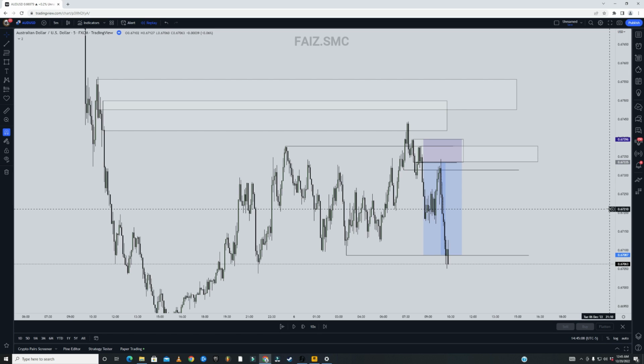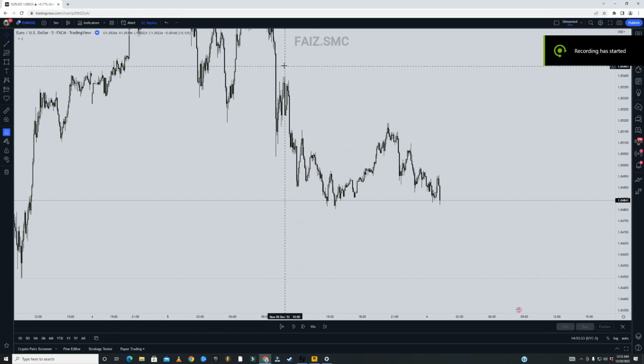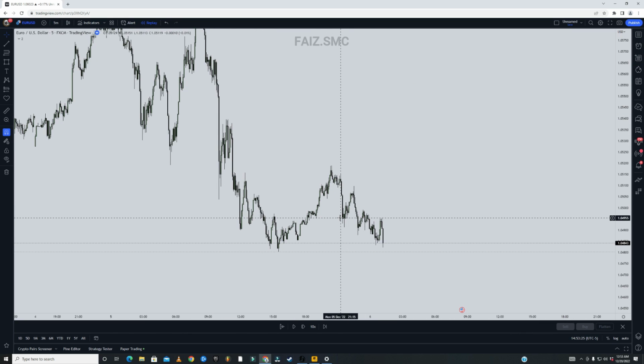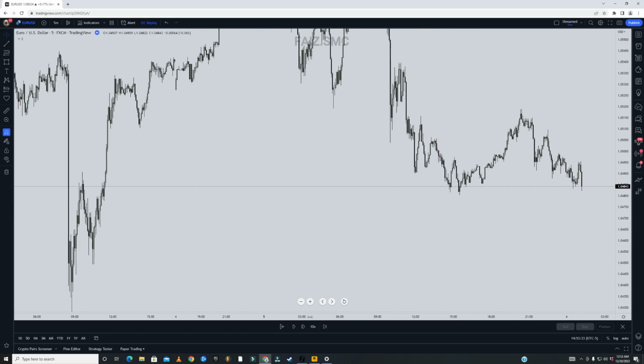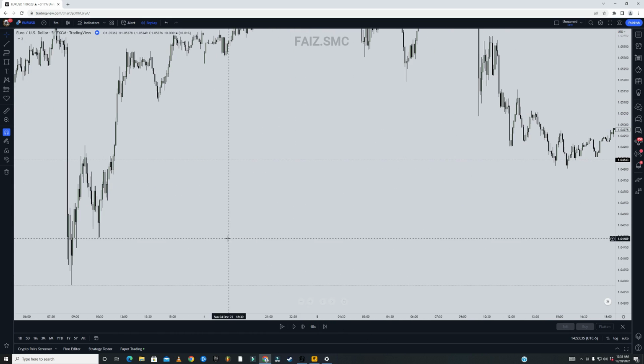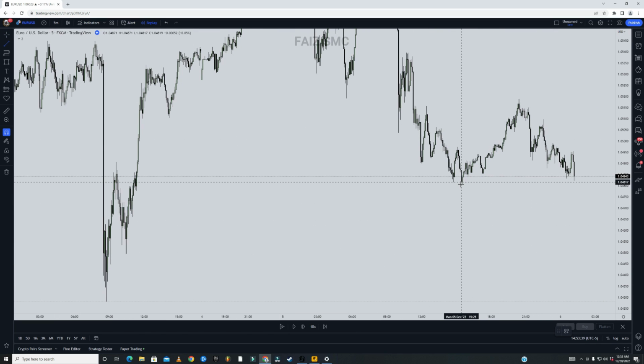Actually, I'll give you guys another example and then I'll end the video. So here is example number 3. So we are about to create an ABC formation. You can see we have the A leg, we got the B leg, and now we are on our way to create a C leg. So below this level, look at some demand zone, right? So let me mark this out so I don't forget.